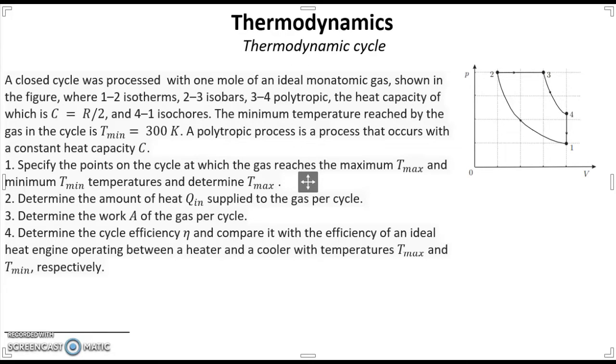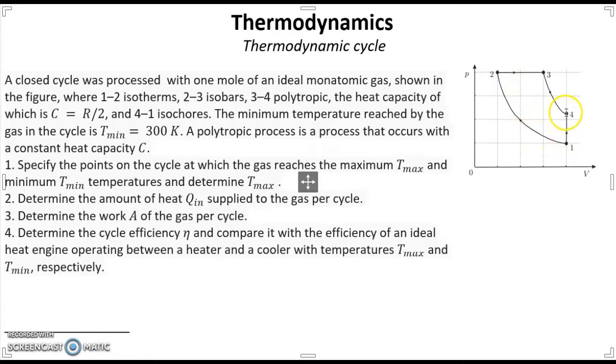Solution. Let's examine this cycle. First we can see that the process from point 1 to 2 is isothermal, which means that the temperature during this process is constant. Process 2 to 3 is isobaric. It means that temperature is increasing when volume is increasing. And here we have temperature greater than in point 2.